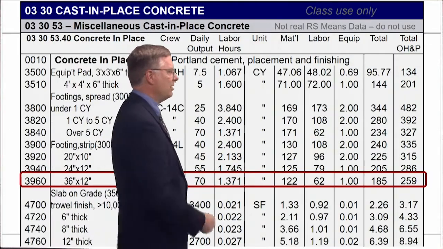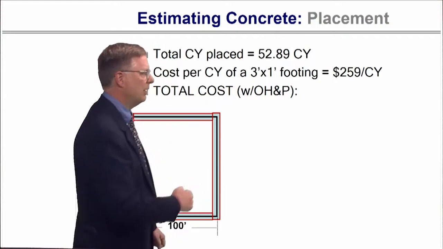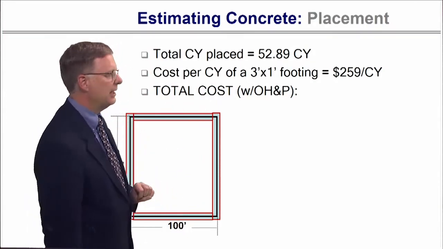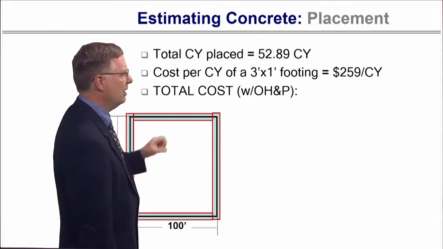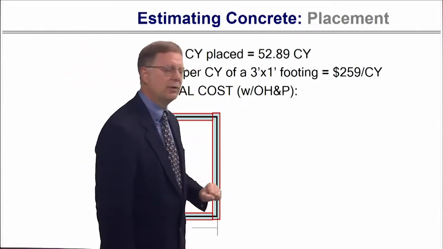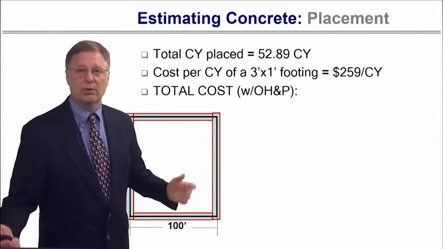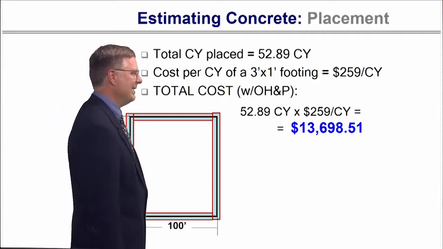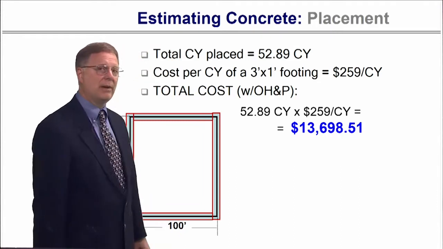So the total price is $259 per cubic yard. We know we have 56.89 cubic yards. We know we have a total cost of $259 per cubic yard. Well, the total cost is those two multiplied together, $13,698, which is coming close to my formwork.